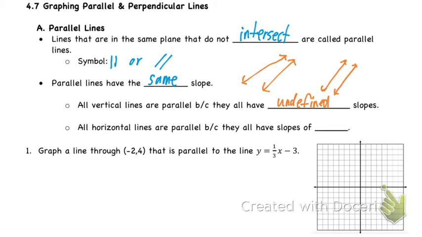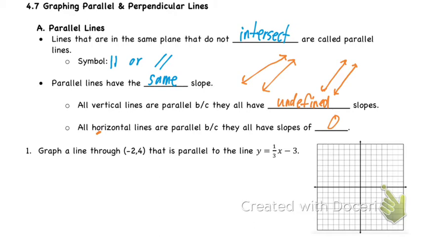Horizontal lines are parallel because they all have slopes of what? What's a horizontal slope? Horizontal is this way. Zero. What's the second letter in horizontal? Oh, and it kind of looks like a zero.